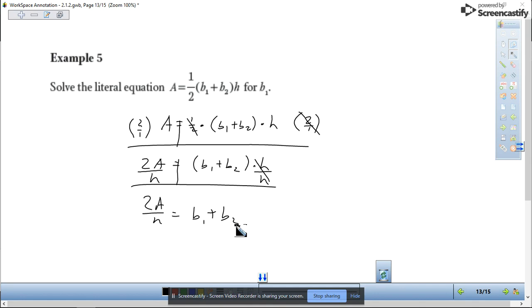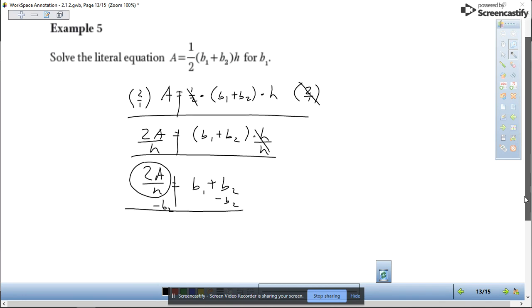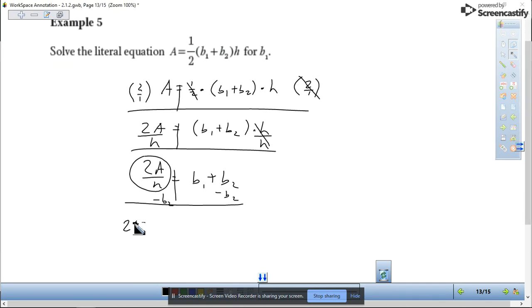And then the last thing I need to do is the subtraction property to undo this addition of b2. So minus b2. But I do it on both sides. So minus b2. Which means I'm doing this whole thing, this whole part, minus b2. Okay, so what does that look like? Well, it's going to be 2a over h minus b2 equals b1. And there's nothing else I can do with that. The goal here was to solve for b1, which I have done.